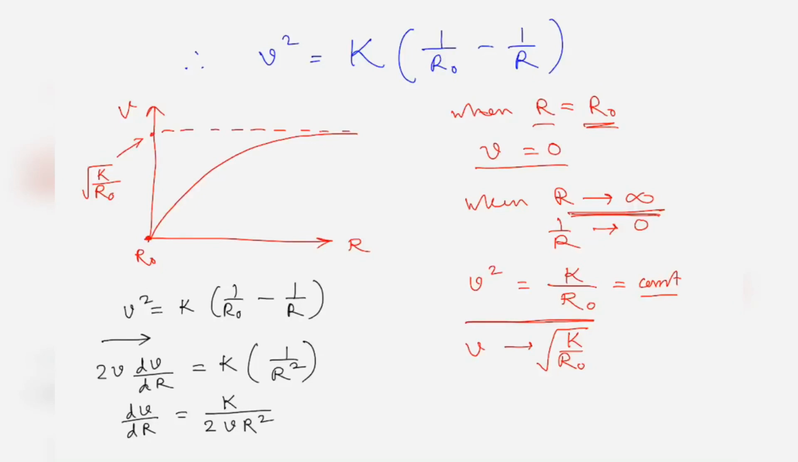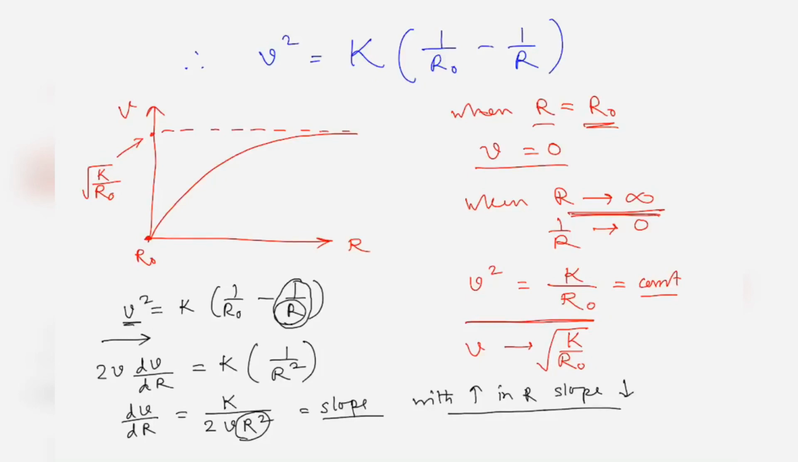Now see, if r increases, this value will decrease, and if r increases, this value decreases, therefore v should also increase. Therefore I can say the slope, this is the slope, so with increase in r, slope is decreasing, right? And this decrease is continuous. Therefore I can say definitely option 1 is the correct answer.